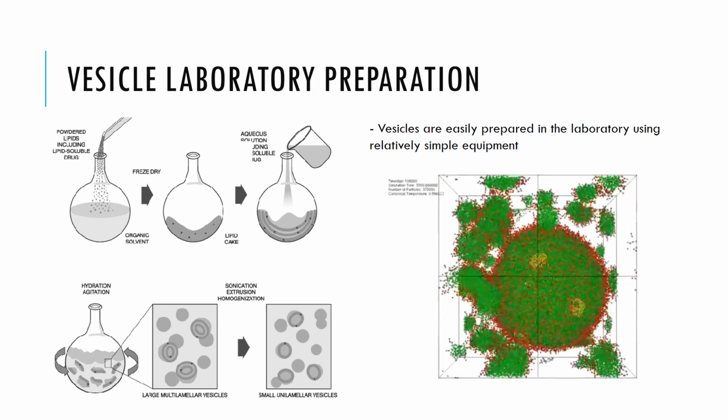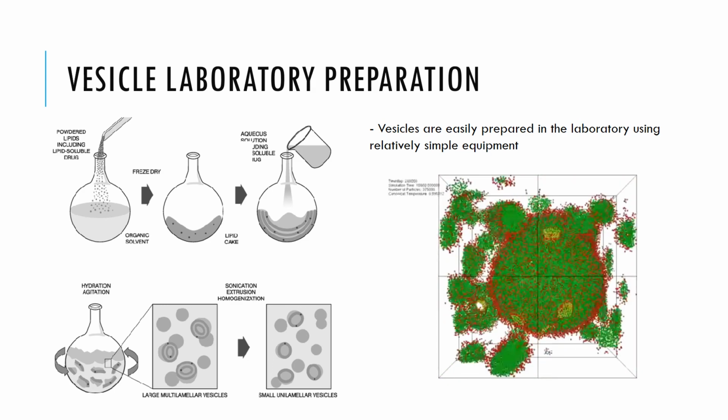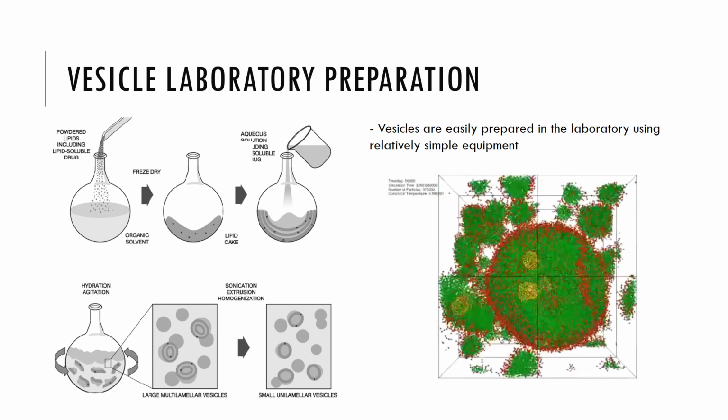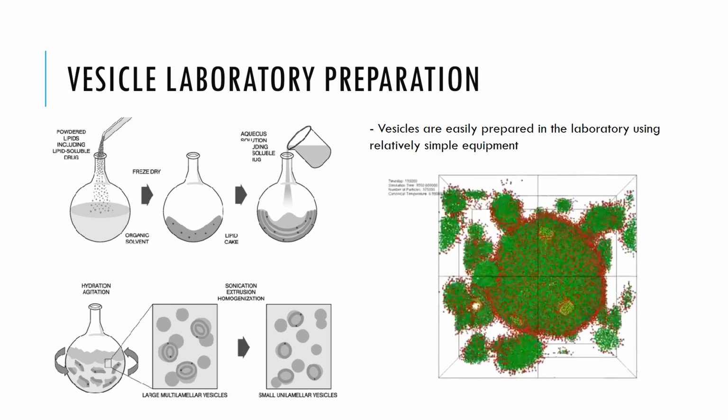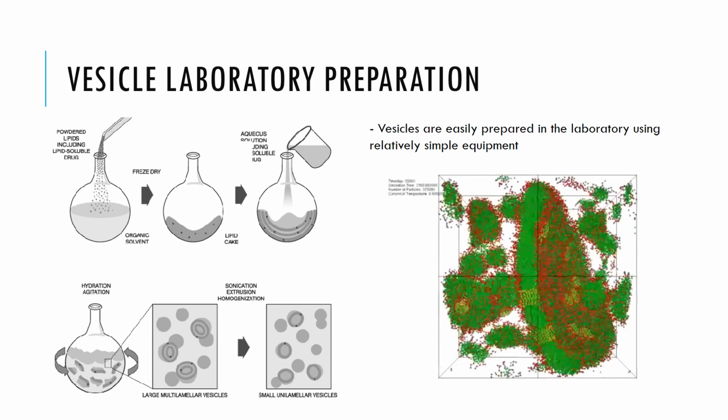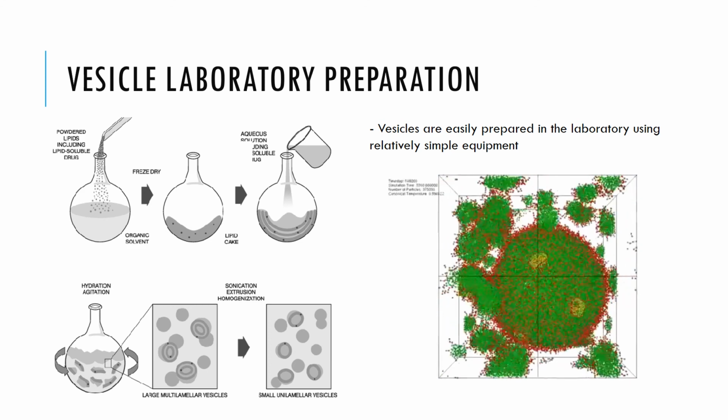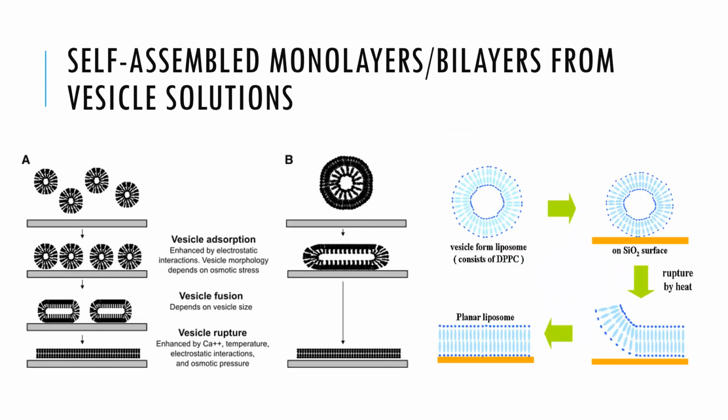If you do it that way, you get these things called large multilamellar vesicles. You can then sonicate that system, and you end up with small unilamellar vesicles. And as I said, you can use them to form Langmuir films. You can deposit vesicles onto a solid surface, and they will form monolayers and bilayers dependent on the chemistry of your solid surface.